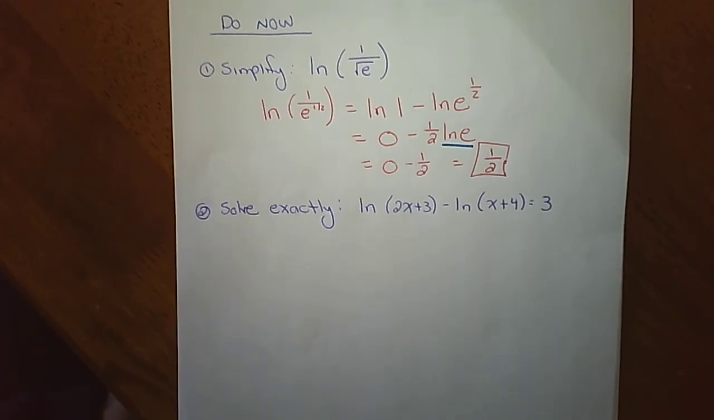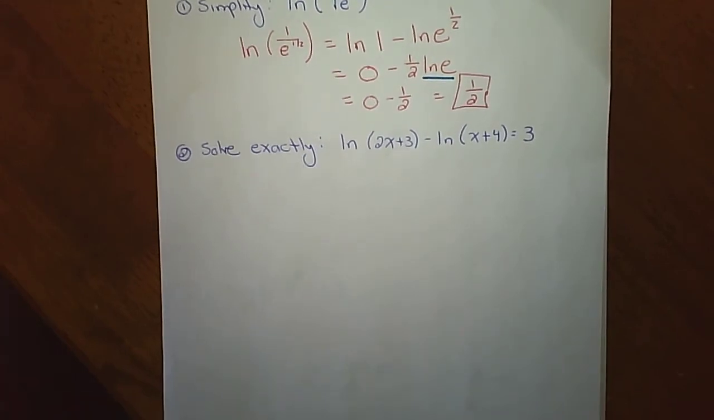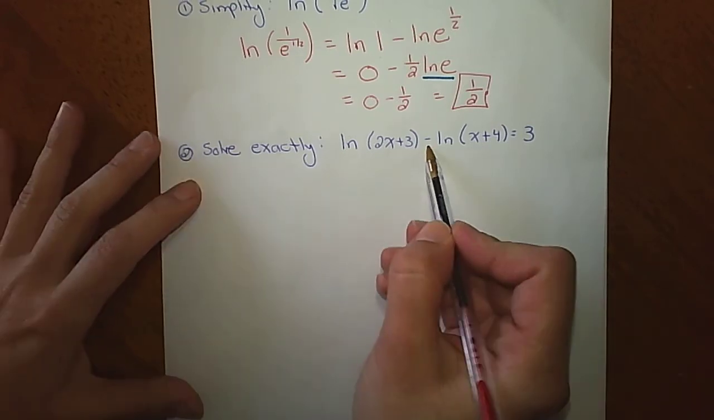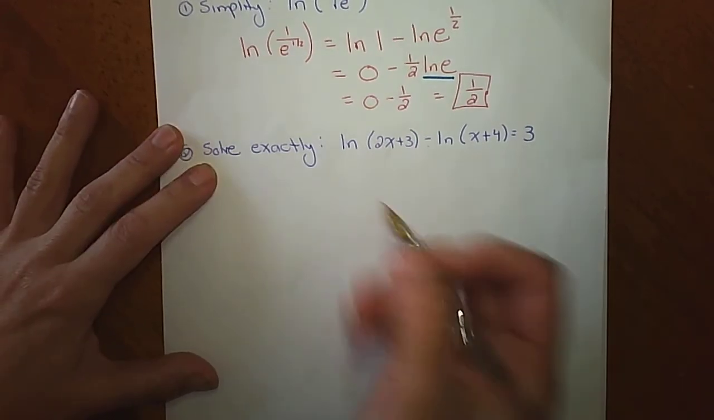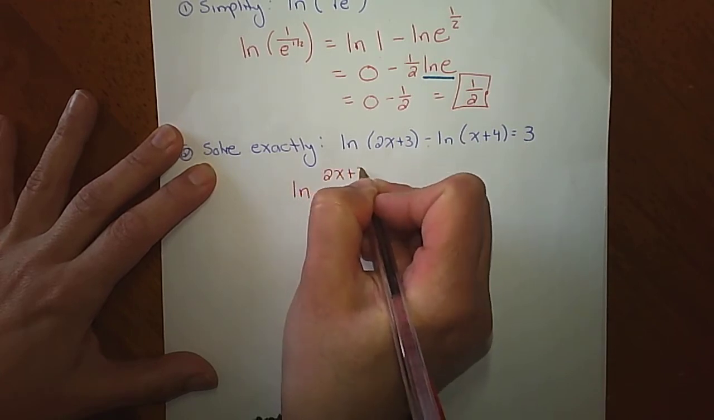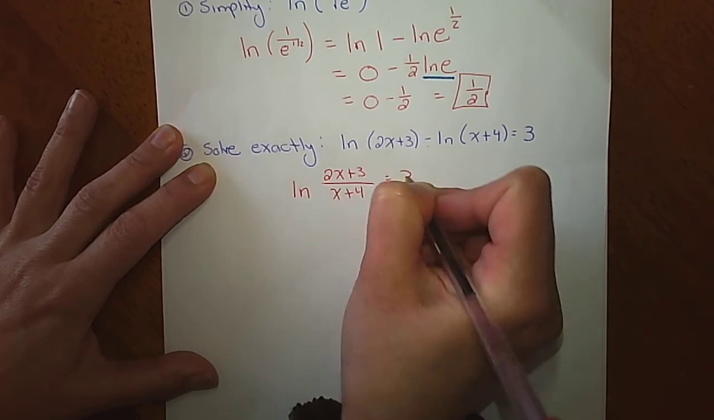All right, next do now. This is a log equation. It's kind of the opposite of the one we just did, where we expanded it, so we gave it more logs. In this situation, it's got a minus sign in it. So to solve it, we have to condense it, meaning get it down to 1 log. So minus means division. So this becomes the natural log of (2x plus 3) over (x plus 4) equals 3.